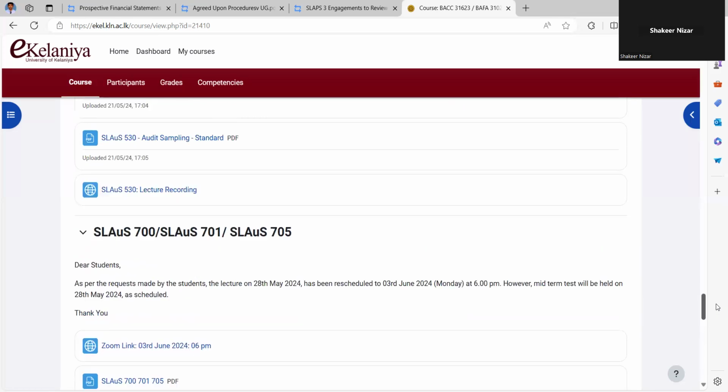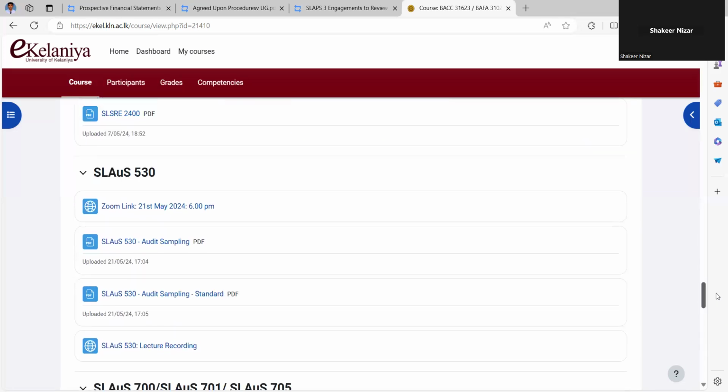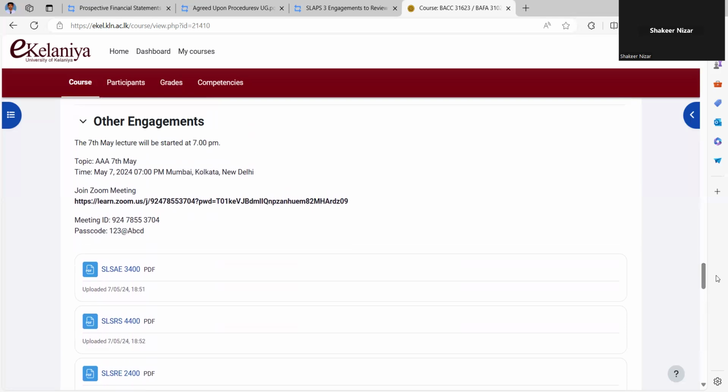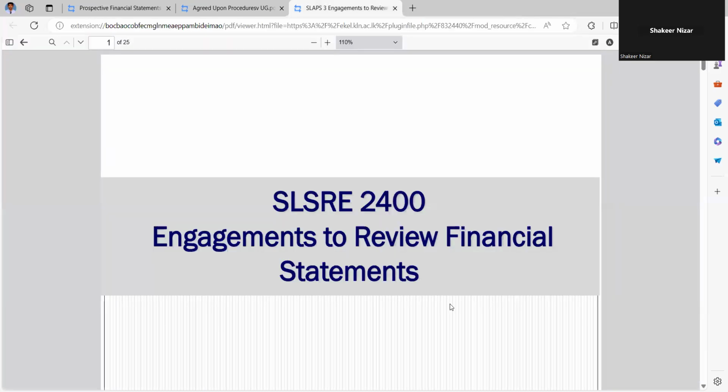Today our focus is the other engagement, right? It can be audit and non-audit engagement, it means assurance and non-assurance engagement. So before moving to the session, let me quickly go through the Excel sheet with you. I think in the Excel sheet you can see.